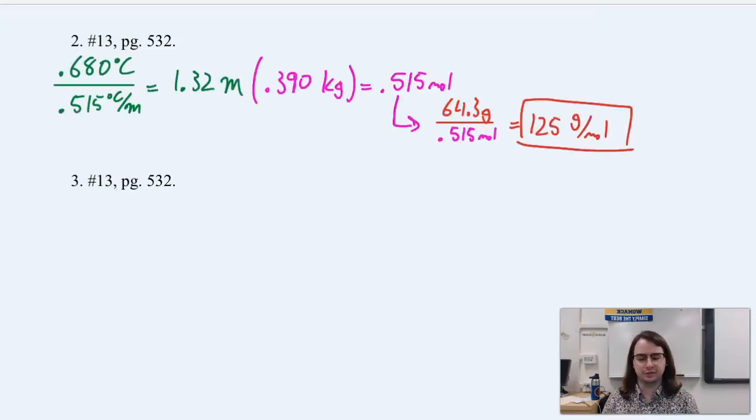Okay, so hopefully this is what you got. You should have gotten 125 grams per mole. Notice that I'm staying to the rhythm. Step 1, this is step 2, and this is step 3. I'm not trying to let myself get out of hand. I'm not trying to get disorganized. I'm just going one step at a time. I found molality, found moles, I used moles to find molar mass.